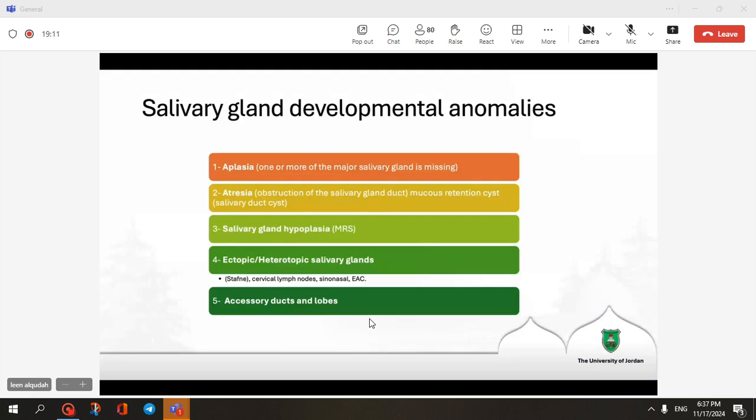The second anomaly would be atresia. Atresia is Latin for obstruction. It's basically the salivary gland is obstructed because of a mucus retention cyst, or also known as the salivary duct cyst, which we will cover in the next slide.